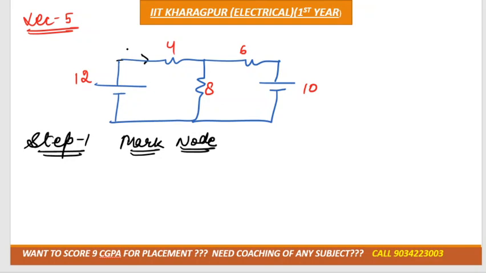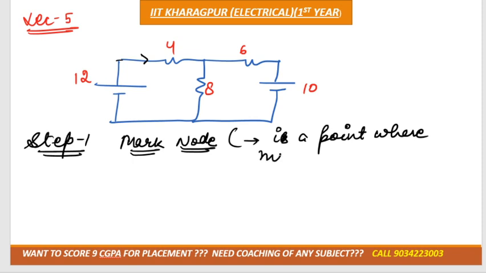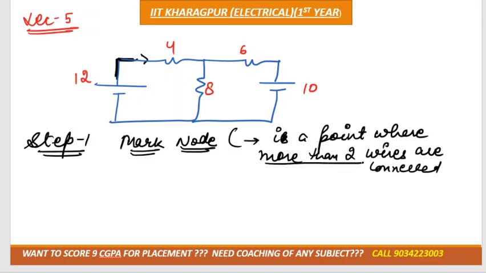Now, first step is to mark the nodes. As I told you, a node is a point where more than two branches are connected, branches or wires, whatever you call them. So is this a node? How many wires are connected? Two. It should be more than two, so it is not a node.